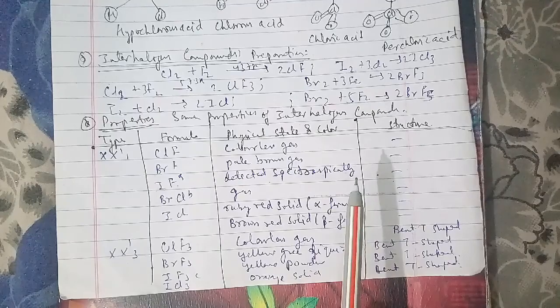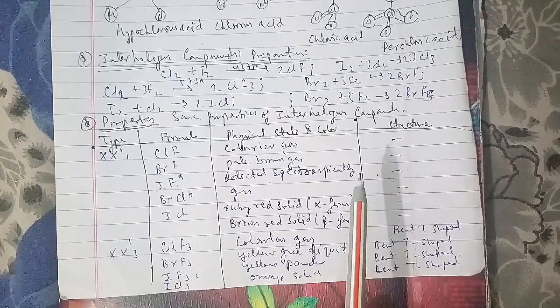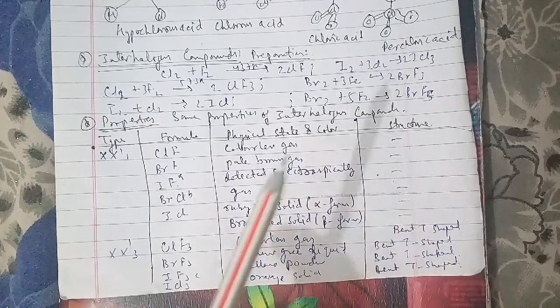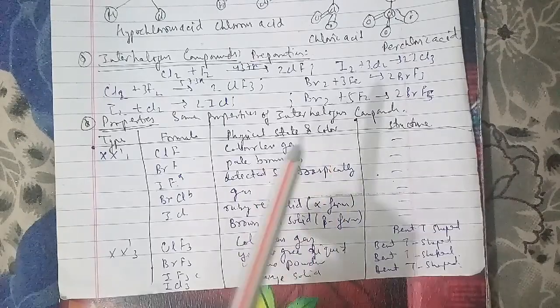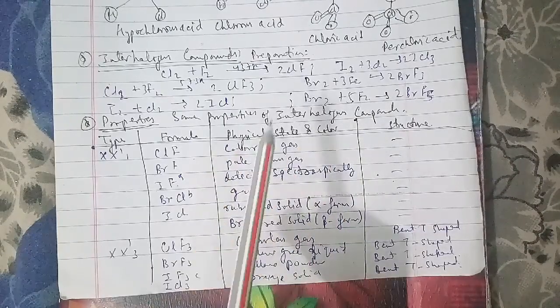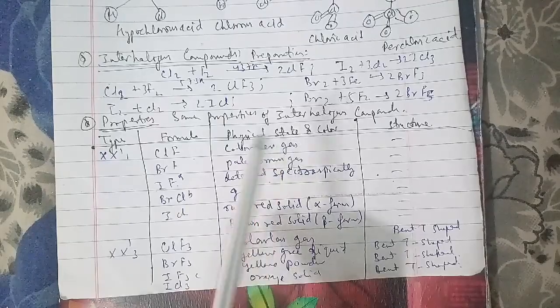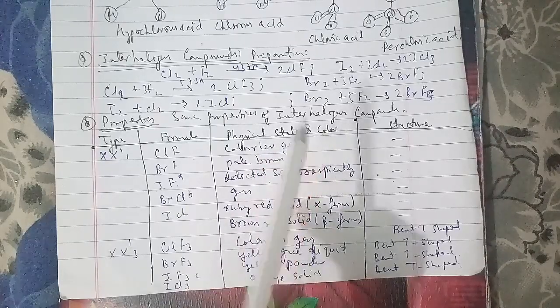Other than that, we'll talk about interhalogen compounds and group 18 elements, which we have to cover. Hopefully in the next coming class we'll discuss it, because we had already started interhalogen compounds, we'll complete that, and after that we'll discuss group 18 elements as well.